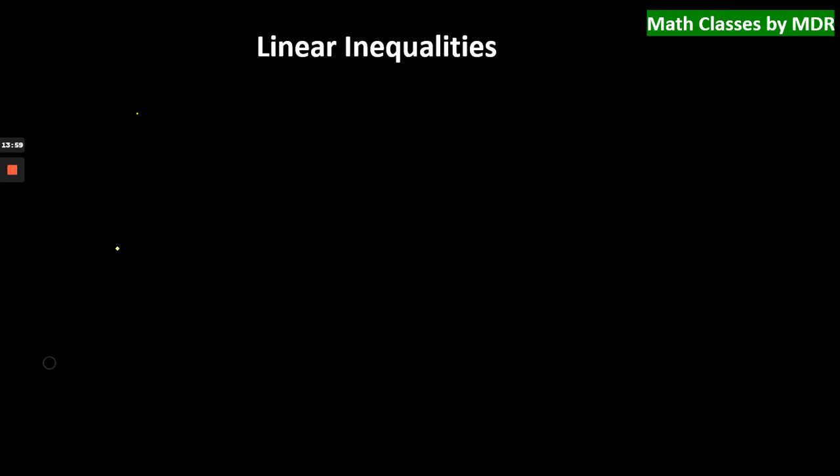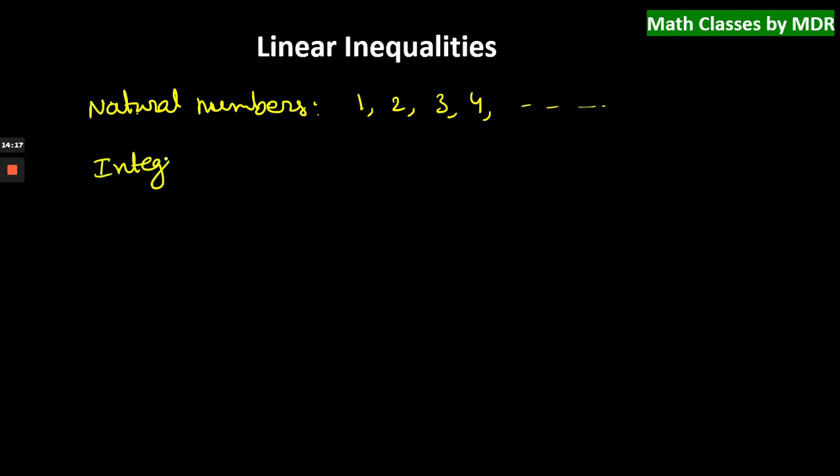So what are the natural numbers? First let me give you natural numbers. They will start from 1, 2, 3, 4 and so on, right? So integers will be from minus infinity to plus infinity. That means they will start from minus infinity, minus 4, minus 3, minus 2, minus 1, 0, 1, 2, 3 and so on up to infinity.